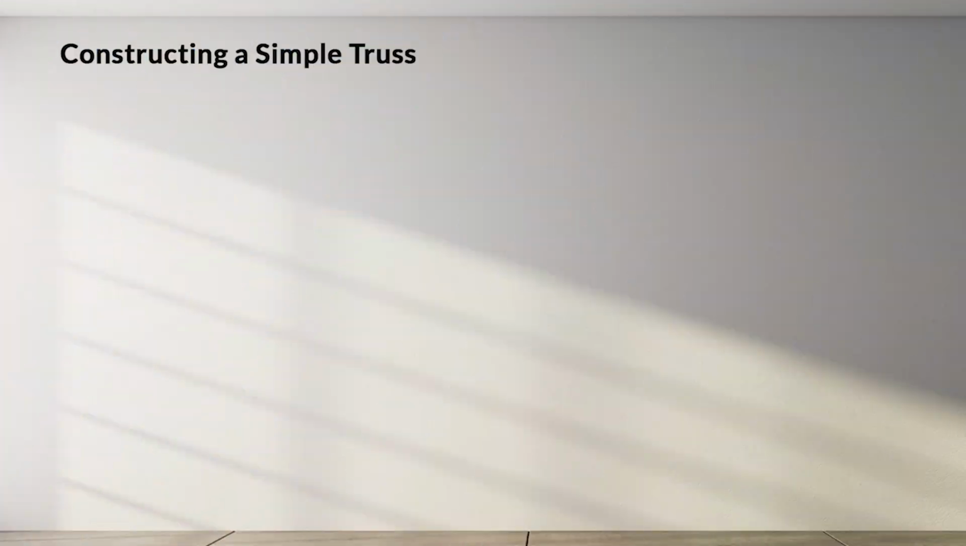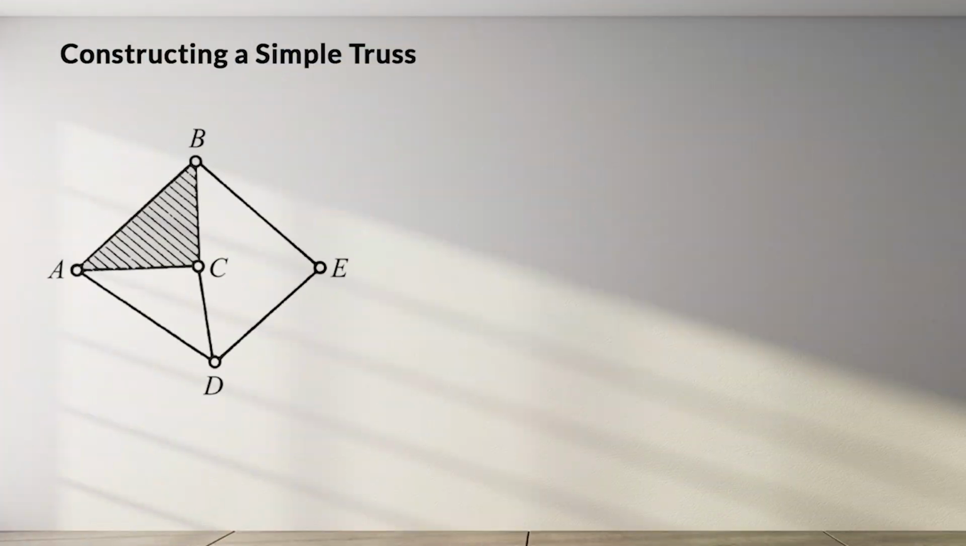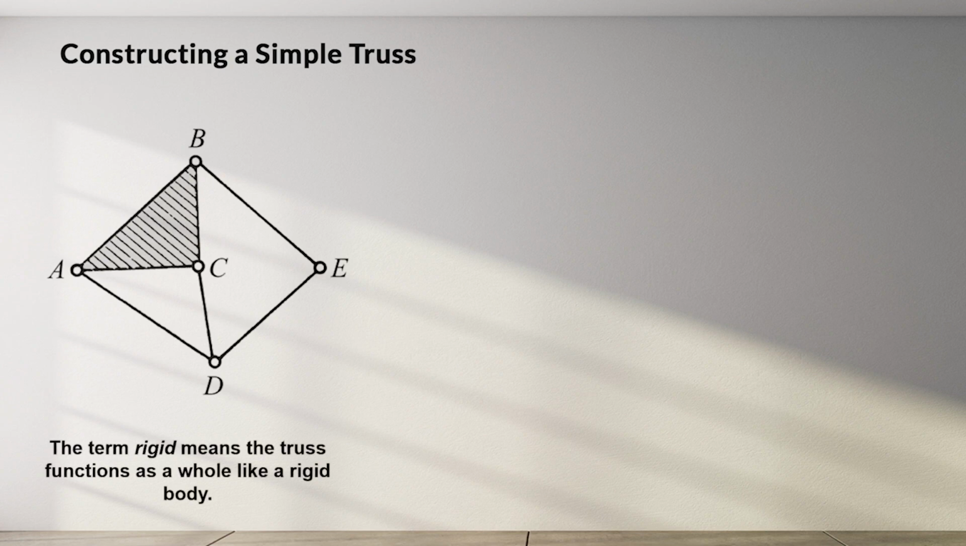To construct a simple truss, start with the simplest rigid structure consisting of 3 bars and 3 joints, triangle ABC. By adding pairs of bars, AD and CD, the structure remains rigid. To rigid structure ABCD, add the pair of bars BE and DE, and the structure remains rigid. The process is continued until the truss is complete. The term rigid means the truss functions as a whole, like a rigid body.